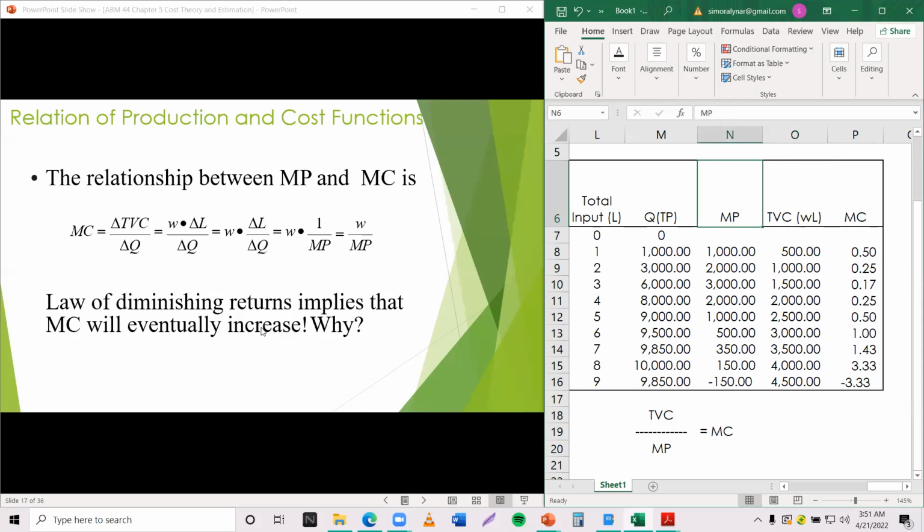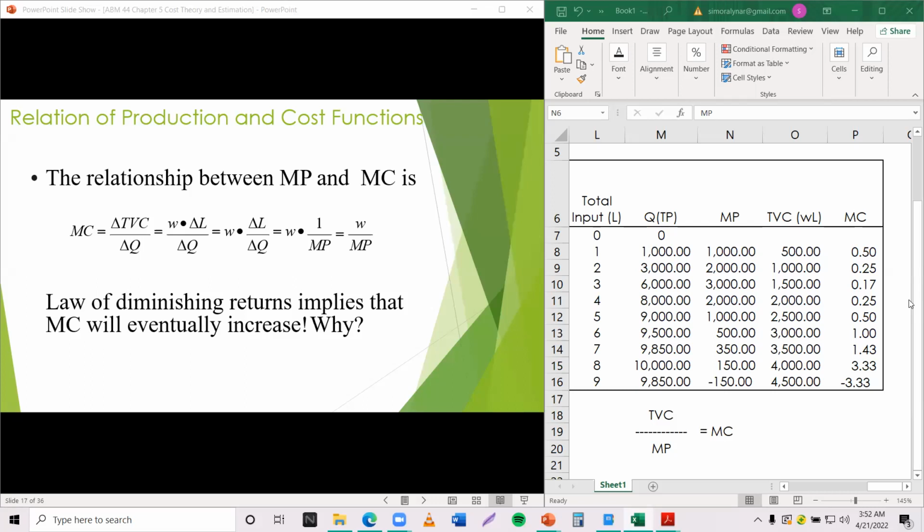So we have the law of diminishing returns, which implies that MC will eventually increase. Why do you think that our cost would increase based on the law of diminishing returns? It would increase because the more product we produce, the more the product diminishes. That means the higher the volume of product we produce, the higher the quantity, the higher our cost also.